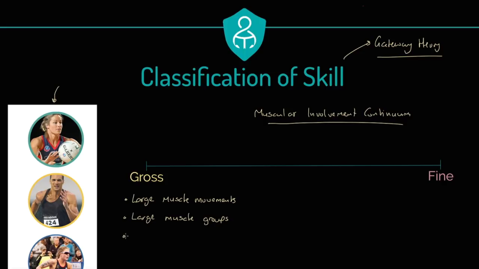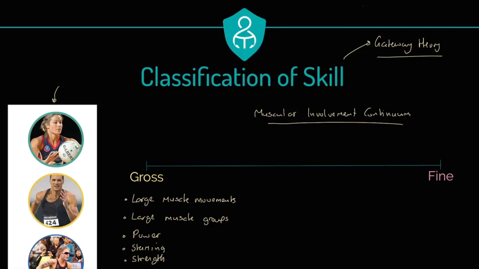We're talking about skills which involve power. We're talking about skills which involve things like stamina. We're talking about skills which involve strength. Now, I'm pretty confident that if you can think of a stamina exercise, for example, let's take endurance cycling, it's going to involve large muscle movements and large muscle groups, right? So therefore, we get this tie-in.